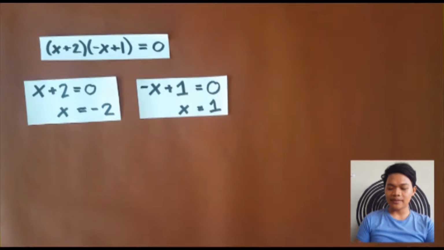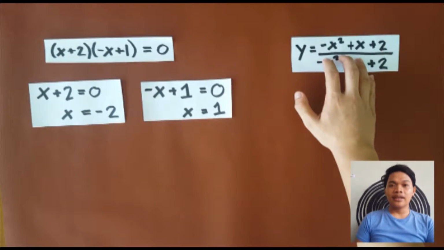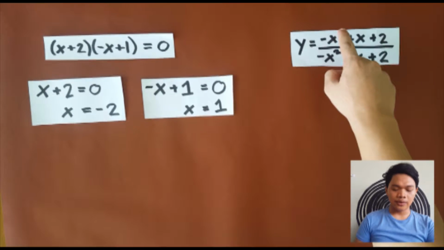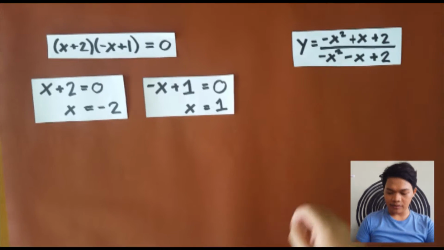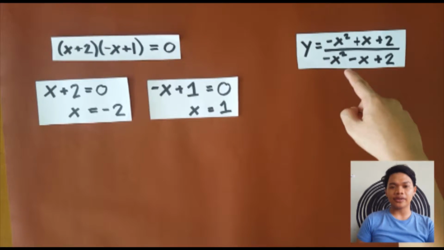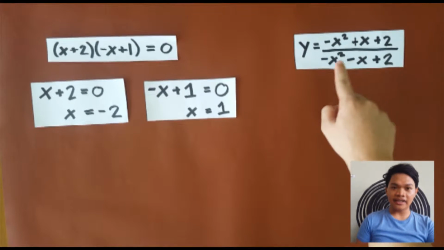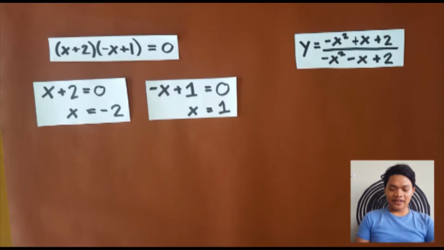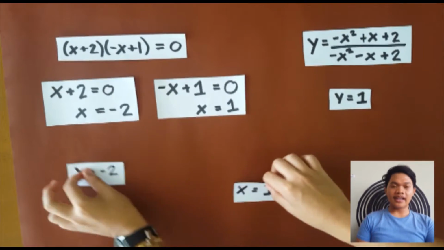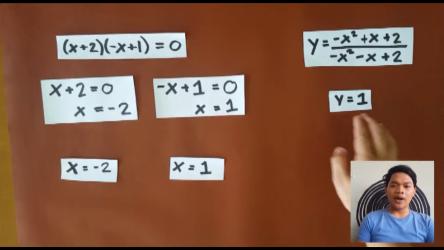For the horizontal asymptote, you are going to find the x with the highest degree. In here, the degree of the numerator and the denominator is 2. Thus, to get the horizontal asymptote, simply divide the coefficients of the numerator and the denominator. So, negative 1 over negative 1 is 1. To end, the vertical asymptotes are x equals negative 2 and x equals 1. Then the horizontal asymptote is y equals 1.